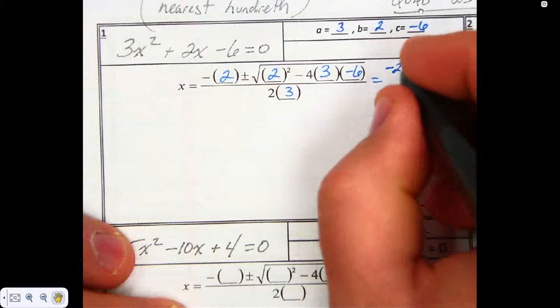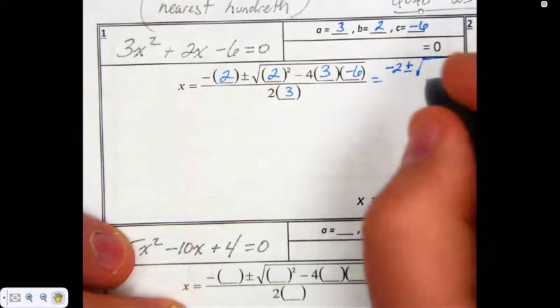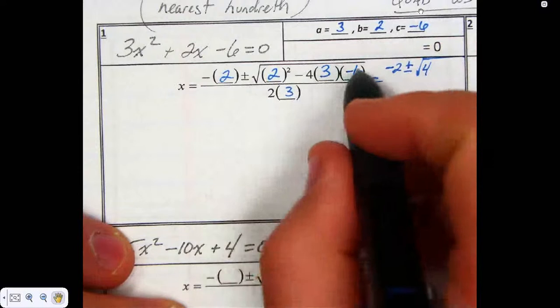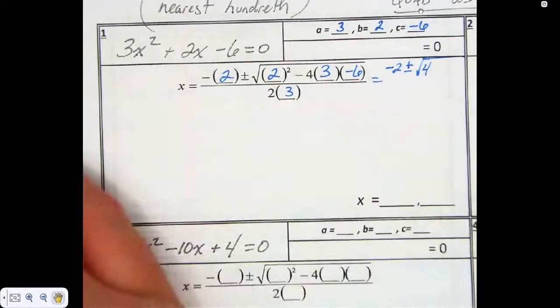So I get negative 2 plus or minus the square root of 4. Negative, positive. How many? Anytime you're multiplying, guys, if you have an even number of negatives, your answer is positive.